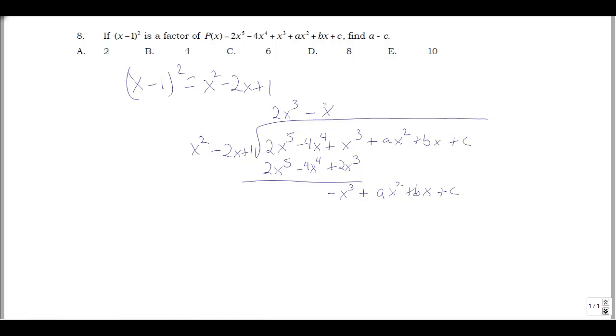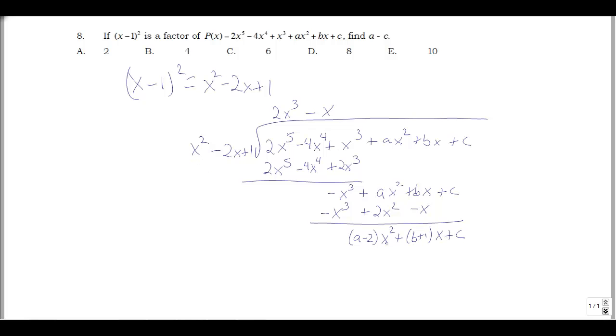Note we missed out on our x squared term. That's because this 4x to the fourth canceled out. Negative x times x squared is negative x cubed. Negative x times negative 2x is positive 2x squared. Negative x times 1 is negative x. And then again, I subtract, and the negative x cubes cancel. I'm going to get a minus 2 times x squared, plus b minus negative 1, which is b plus 1, times x, plus c. And I can keep doing my division.